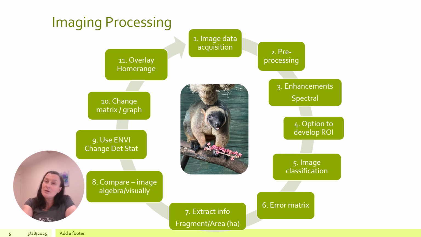For the temporal resolution, we want to monitor the same time of year and compare using map algebra and visually. We can also use ENVI, using the change detection statistics and creating a change matrix, and then map the Lumholtz prime habitat extent. Lastly, we'll overlay the area with the home range by dividing the area by 2 to get an estimation of population.